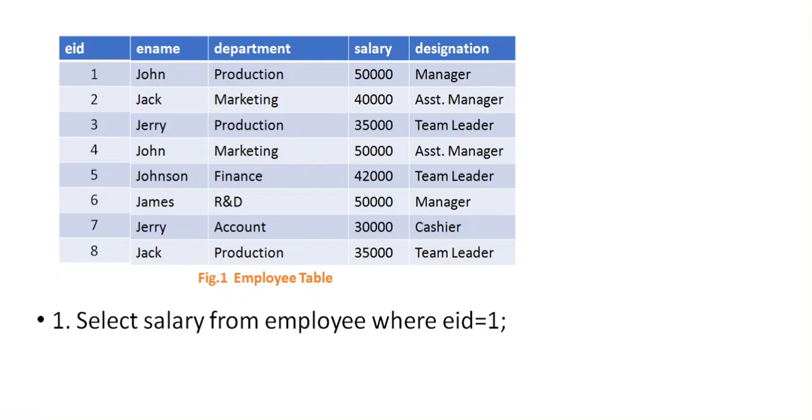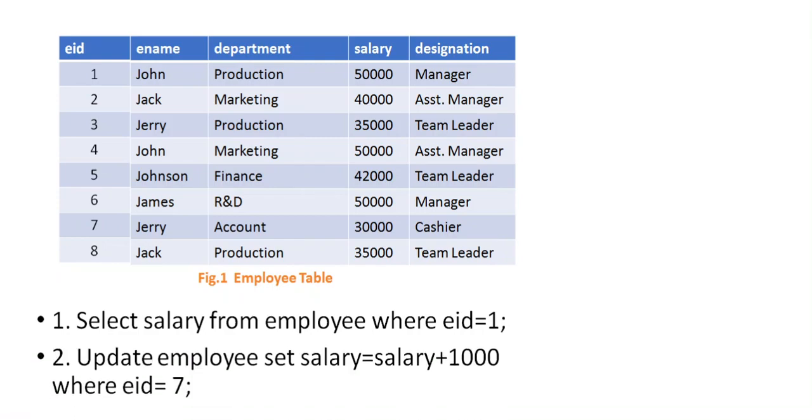Now employee ID 1 has name John. Employee ID 4 is also having name John. But here we have explicitly mentioned: select salary from employee where employee ID equals 1. So it will give me the row for that employee ID only whose employee ID is 1. Okay, so here I will get the exact row.